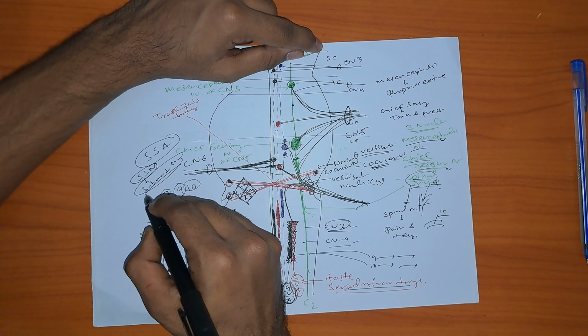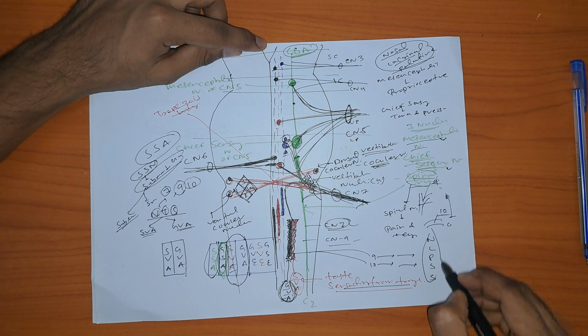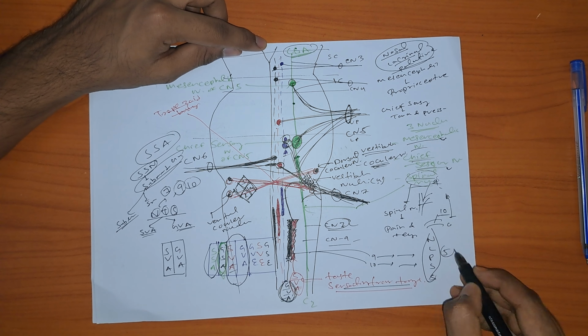Here it will go to the pterygopalatine ganglion, and from there it will go to three glands: nasal, lacrimal, and palatine. So cranial nerve 7 supplies 5 glands. One is nasal, one is lacrimal, one is palatine, one is sublingual, and one is the submandibular salivary gland. So these 5 glands are supplied by the facial nerve, parasympathetic supply.